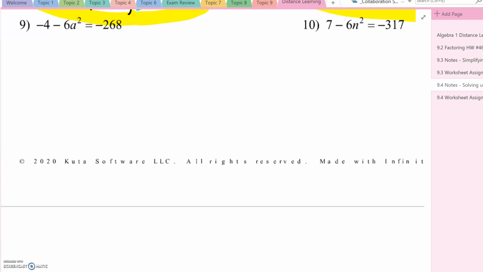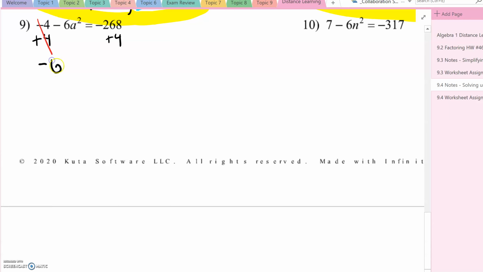So the first thing we're going to want to do, we're trying to get a completely by itself. Think of order of operations backwards. So I know we're multiplying the a by negative 6, but the first thing we need to do is get rid of the negative 4 out front. So how do we get rid of subtracting 4? We're going to add 4 to both sides. So those 4's are going to cancel each other out.